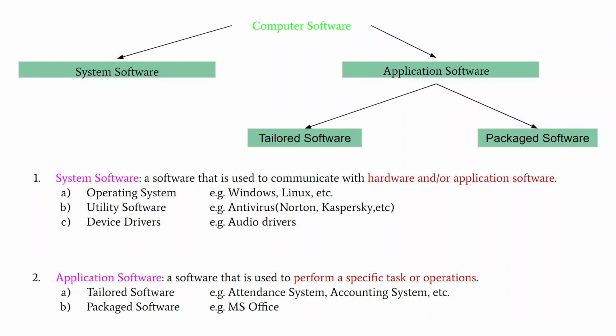To summarize, software are classified as system software and application software. System software are necessary for the communication with the hardware, and application software are built on system software for carrying out a certain operation.